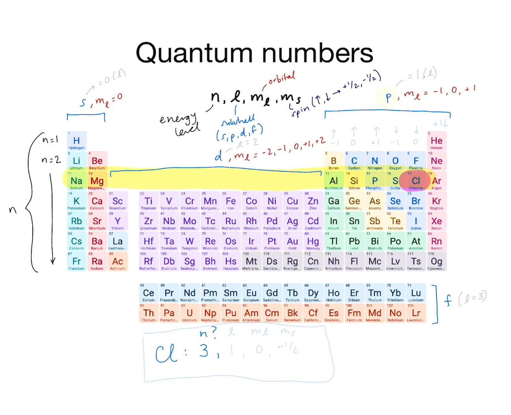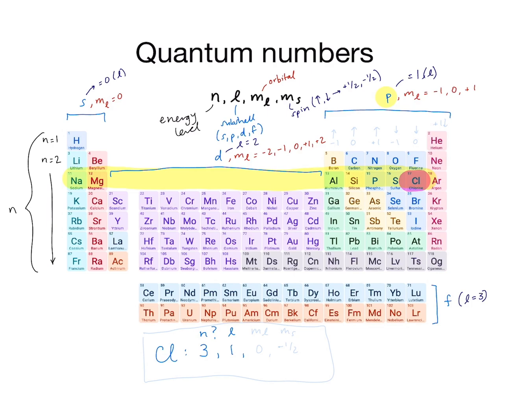Our subshell is p. And so, we didn't reiterate what the quantum numbers are. So s equals 0 for l. For p, we have 1. And d, our l equals 2. f, our l equals 3. So our quantum number for chlorine for l is 1.